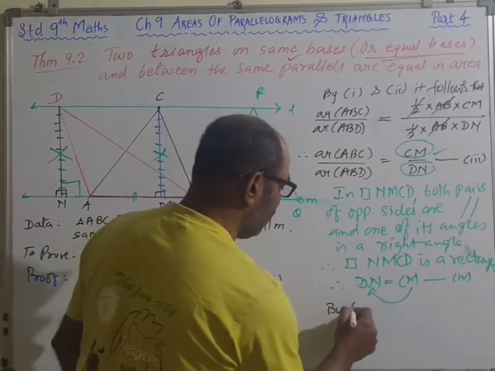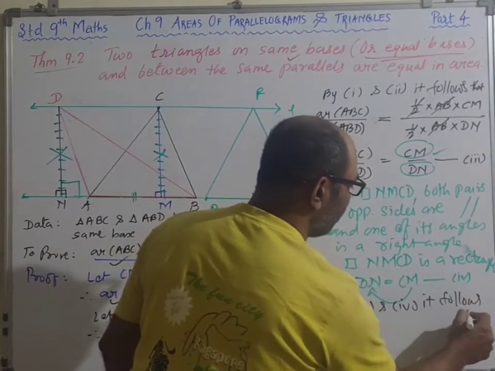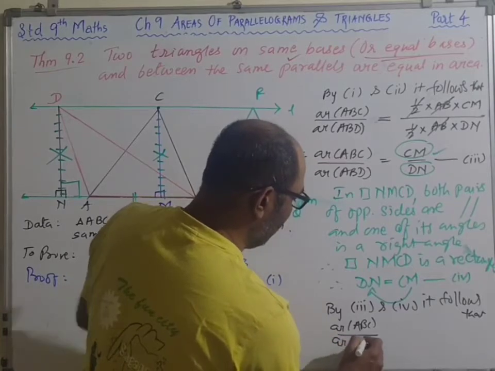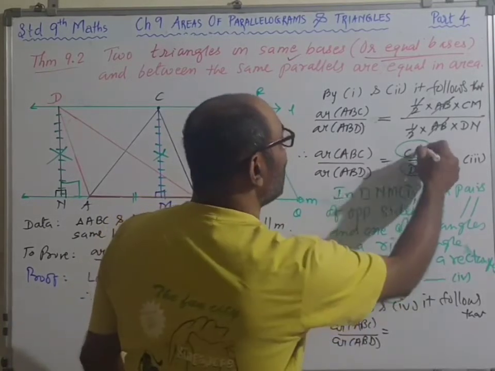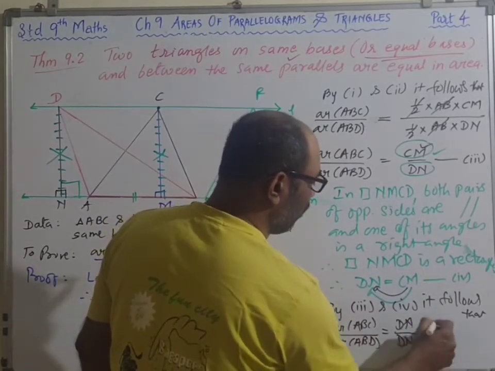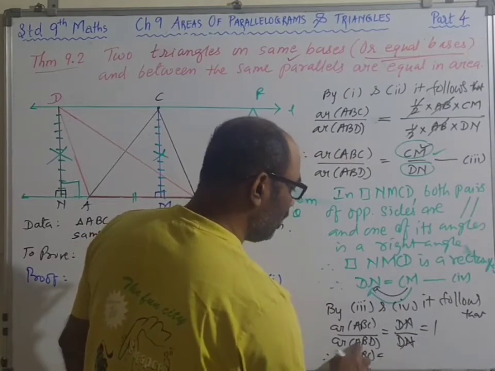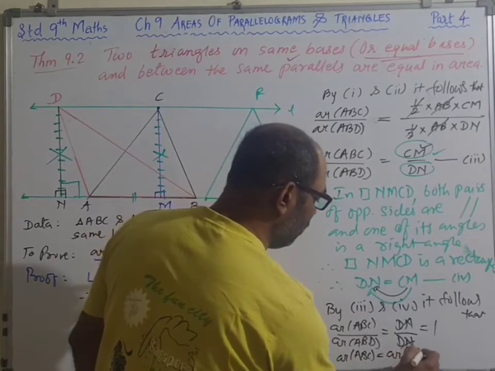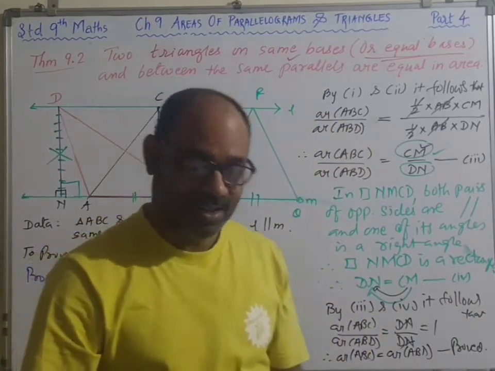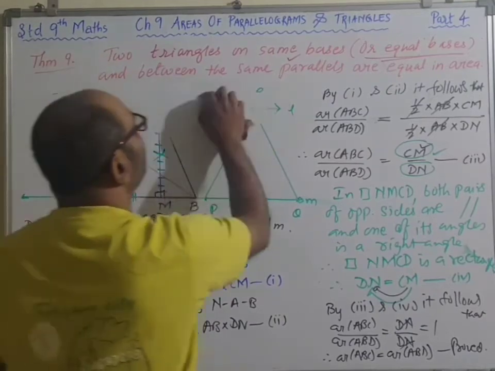So by 3 and 4, it follows that area of triangle ABC upon area of triangle ABD is equal to, in place of CM you are going to write DN. So DN upon DN will cancel, okay, equal to 1. Therefore, area of triangle ABC is equal to area of triangle ABD. Proved. Is that clear, children? I hope you have understood. Alright. Children, theorem 9.3 is converse of this.